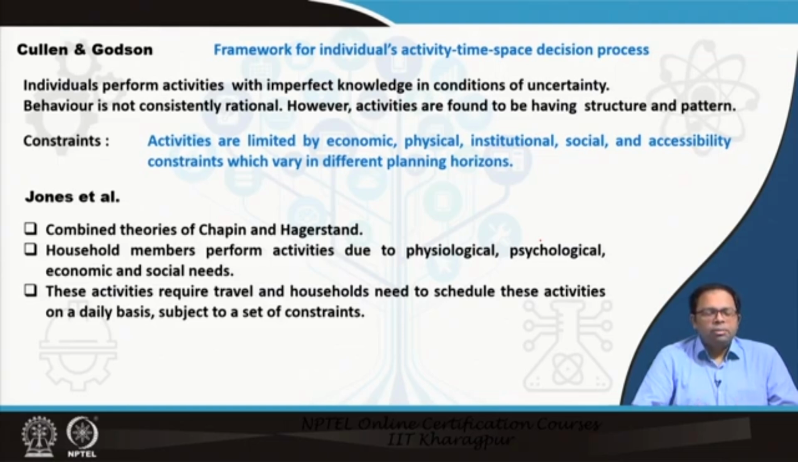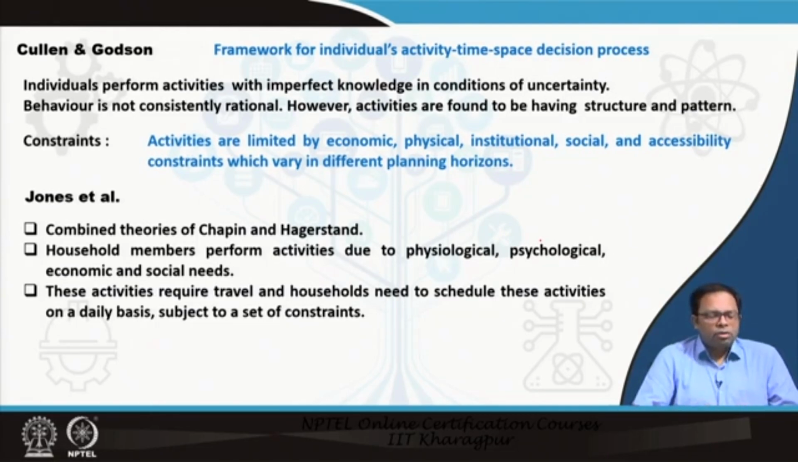And this is also limited by certain constraints such as economic constraint, physical constraint, institutional constraint, social constraint and accessibility constraint. And this also varies during different planning horizons. So, this is more or less an advancement of Hegerstrand's work. So, the constraints remain, and at the same time there is a need to now determine the structure and pattern of activities. That was first proposed by Cullen and Godson.